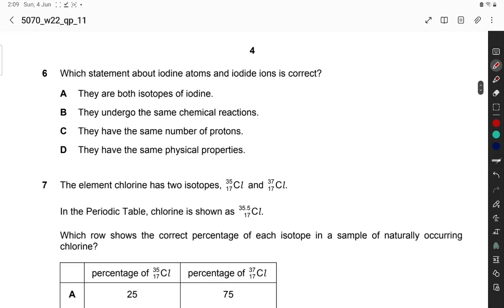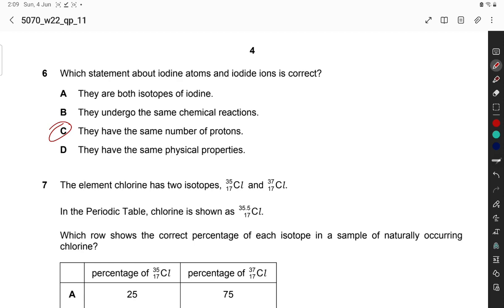So question number 6. Which statement about iodine atoms and iodide ion is correct? They are both isotopes of iodine. They undergo the same chemical reactions. They have the same number of protons.